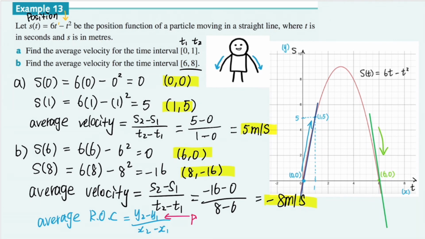And for average velocity, our y values become the position and our x values become the time. We also know that position over time is equal to speed or velocity. Okay, it should be velocity because it's speed with a direction. So hopefully this can help you to see the link between average rate of change and velocity more clearly, because we've been using secant lines to find average velocity.